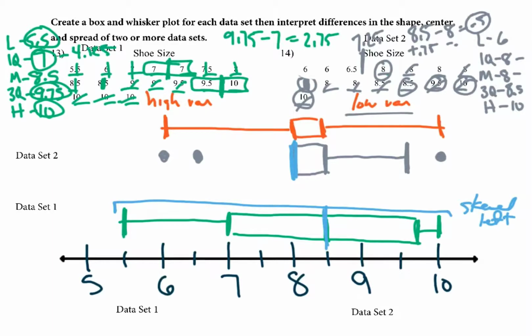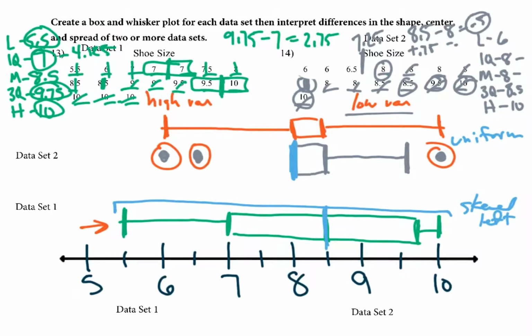Whereas data set number 2 is probably more uniform, just because all that data is about the same, because it's so squished together. Again, low variability with high variability. Outliers, 1, 2, and 3. Okay, no outliers down here.